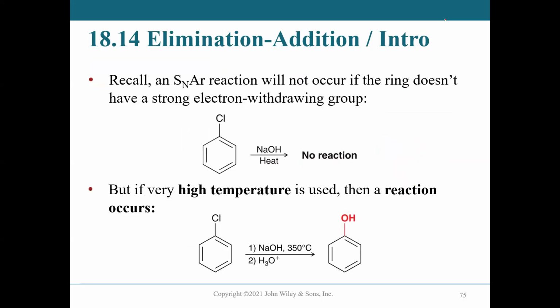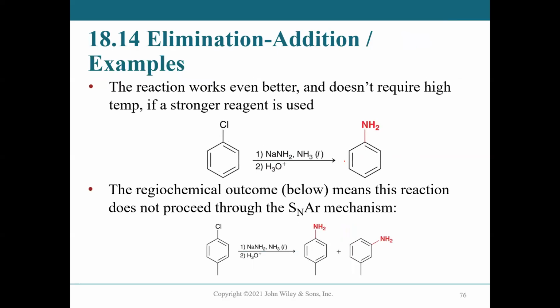So we're going to go into section 18.14. This goes into elimination addition. It says recall that an SNAr reaction will not occur if the ring doesn't have a strong electron withdrawing group. So we need an electron withdrawing group, but if very high temperature is used, then a reaction occurs. So you can push these reactions given the circumstances. The reaction works even better and doesn't require a higher temperature if a stronger reagent is used. So here we're using a stronger reagent, and the regiochemical outcome below means this reaction does not proceed through the SNAr mechanism.